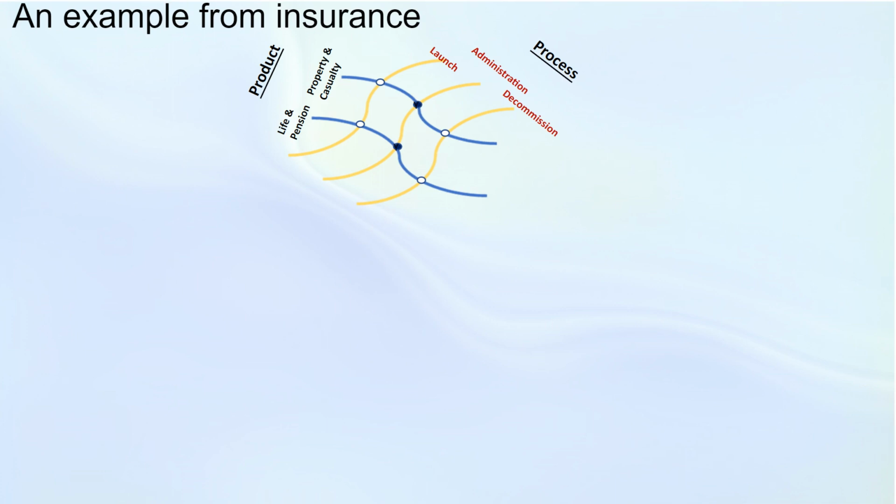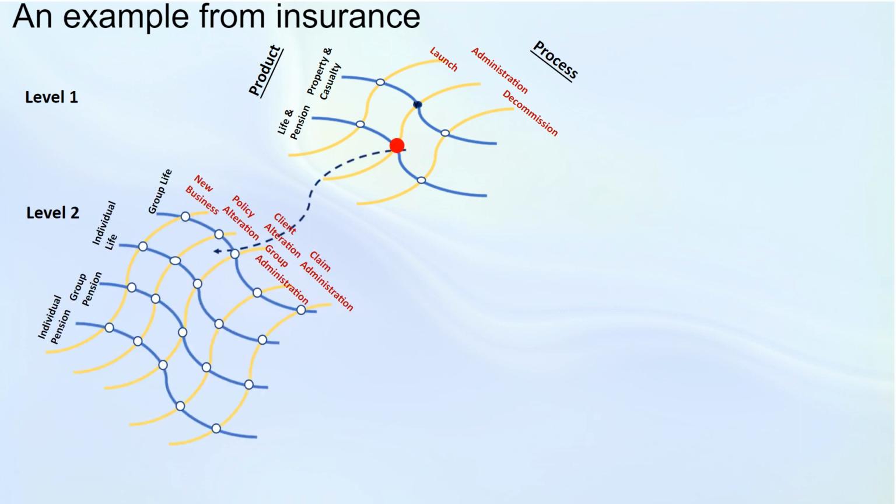For the insurance domain, the same structure is reused where the highest level products are life and pensions, and property and casualty. Product launch, administration and decommission are the highest level processes. In one instance, administration of life and pension regenerates to the next level where administration process is expanded from new business to claim administration, and life and pension product is split into group life, individual life, group pension and individual pension products. It provides breadth of the domain.